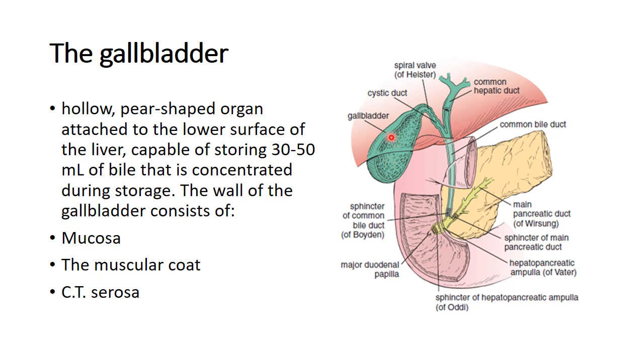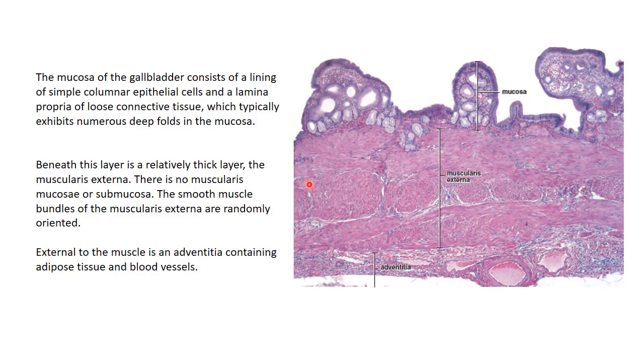The wall of the gallbladder is composed of three main layers. It has a mucosa, a muscle layer, and a serosa. The mucosa, as we can see here, is the first layer lining the lumen of the gallbladder, and it consists of simple columnar epithelium, and its main function is to absorb water from the bile and concentrate bile.